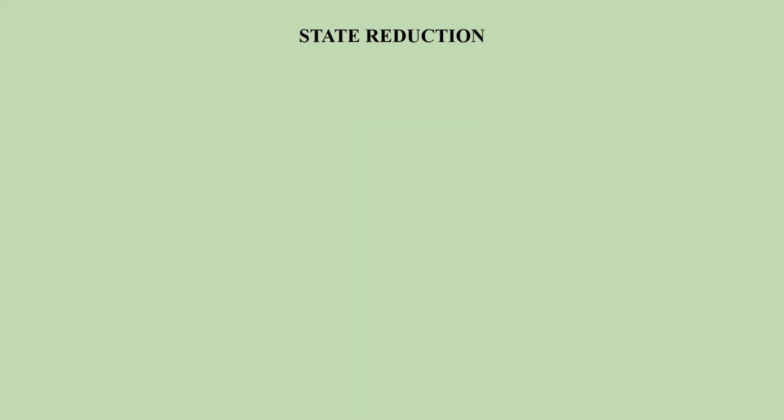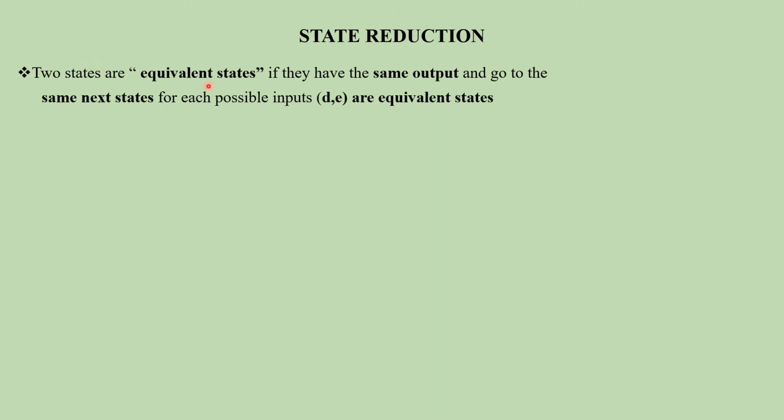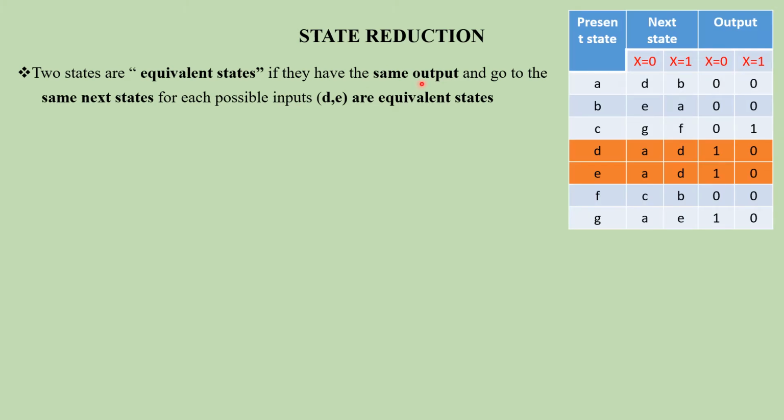What is state reduction? Two states are equivalent states if they have the same output and go to the same next states for each possible input. So, if this is the state table given to us, let's look at the outputs first. For the states D and E, the outputs when input x is equal to 0 and x is equal to 1 are the same. Similarly, the next states are also the same. Hence, we declare D and E are equivalent states.